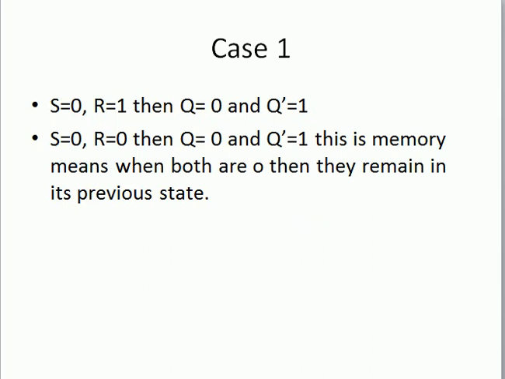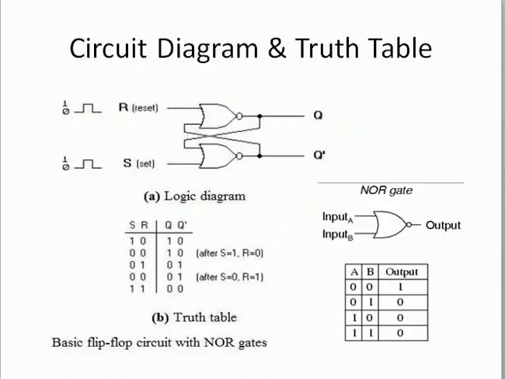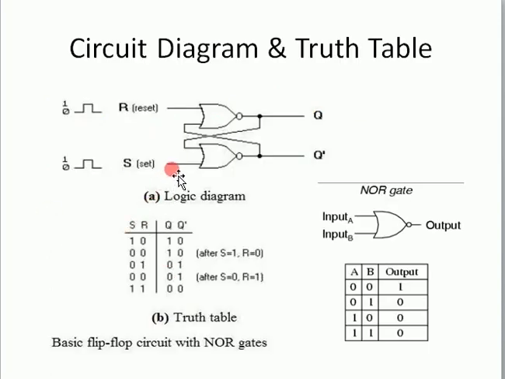Now we will discuss case 2. Case 2 is when S is equal to 1 and R is equal to 0. Now there is no previous memory, nothing is here. So S is equal to 1 and R is equal to 0, that is our case 2. Again see here, if any of the inputs is 1, then the output is 0. So it means Q is equal to 0.